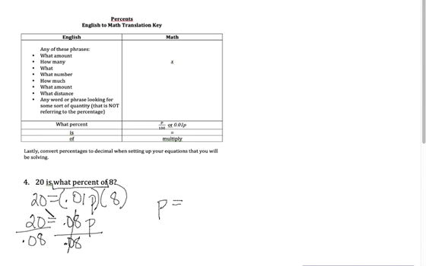and I'm going to divide it by 0.08, and I get p equals 250. I've got to remember to put the percentage symbol on there. In other words, 20 is 250% of 8. In other words, it's like 2.5 times more than 8.